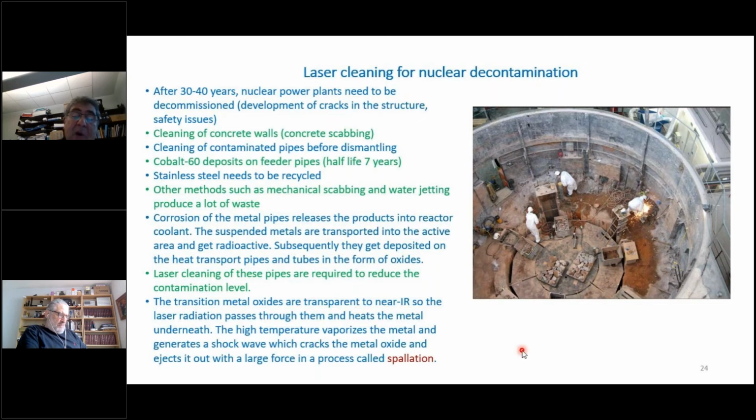So the near IR beams are transparent. The oxides are transparent to the near IR beam. So if you want to clean it with the laser cleaner, it will heat the metal underneath, and then that will generate a shock wave and blast the metal surfaces. So this is a very useful method of cleaning contaminated pipes in reactors that need to be cleaned or decommissioned.